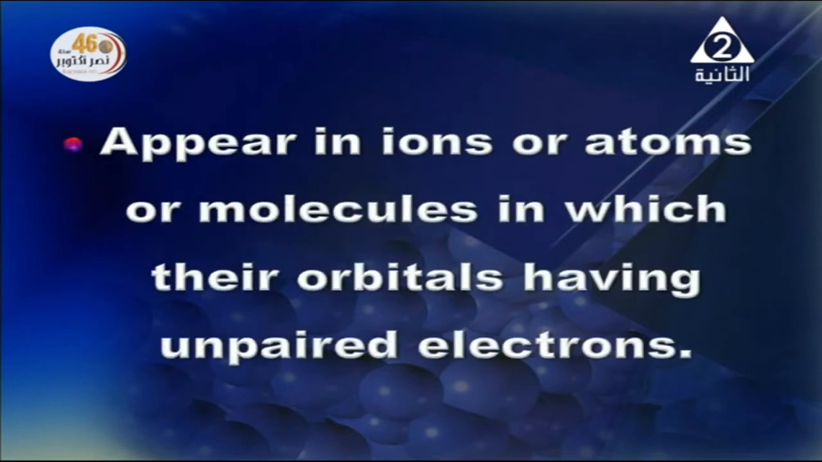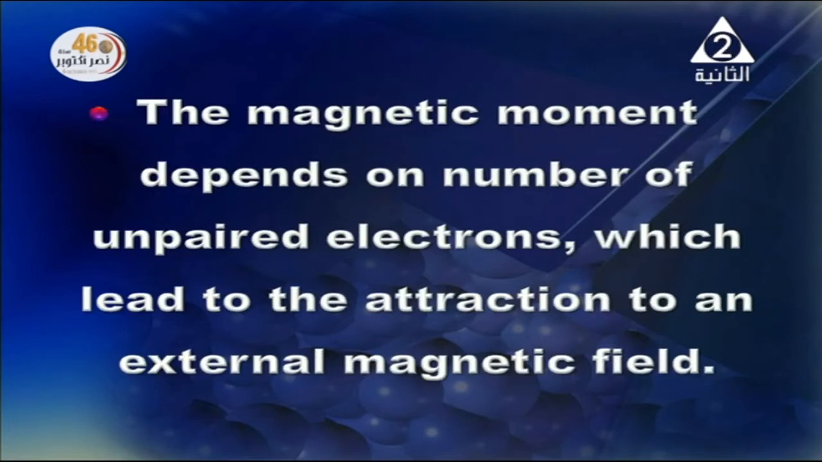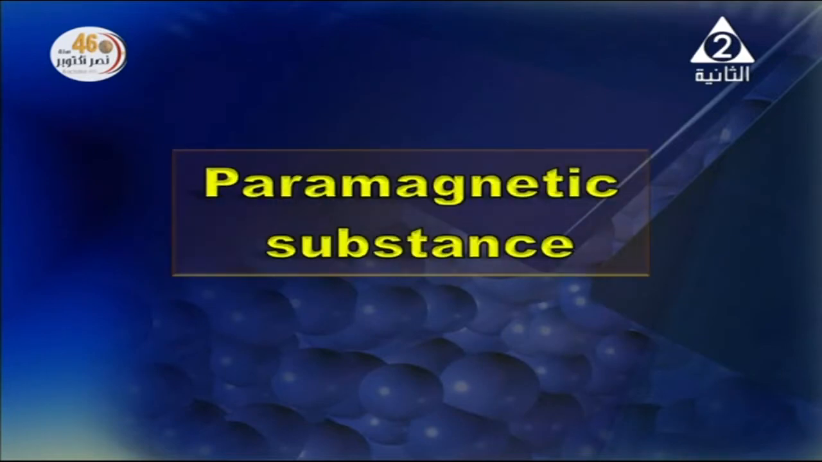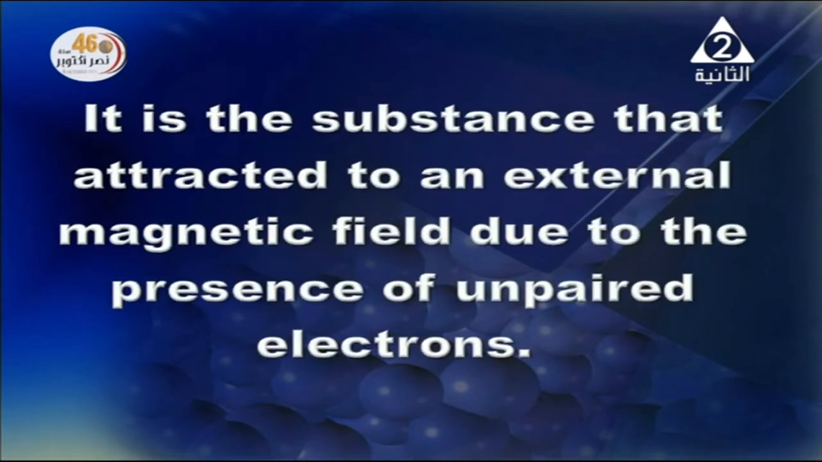The paramagnetic property appears in the ions or atoms or molecules in which the orbitals have unpaired electrons, and their magnetic moment depends on the number of unpaired electrons, which leads to the attraction to an external magnetic field. The paramagnetic substance can be defined as the substance that is attracted to an external magnetic field due to the presence of unpaired electrons in the d sublevel.